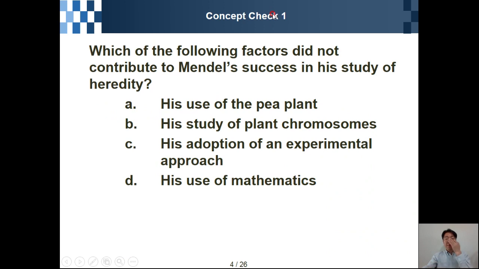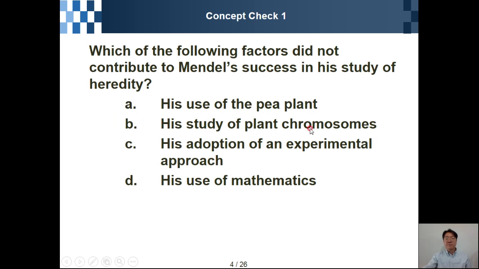Okay, this is a concept check. Which of the following factors did not contribute to Mendel's success in the study of heredity? A, his use of peas. B, his study of plant chromosomes. C, his adoption of an experimental approach. And D, his use of mathematics. Which did not contribute to Mendel's success?